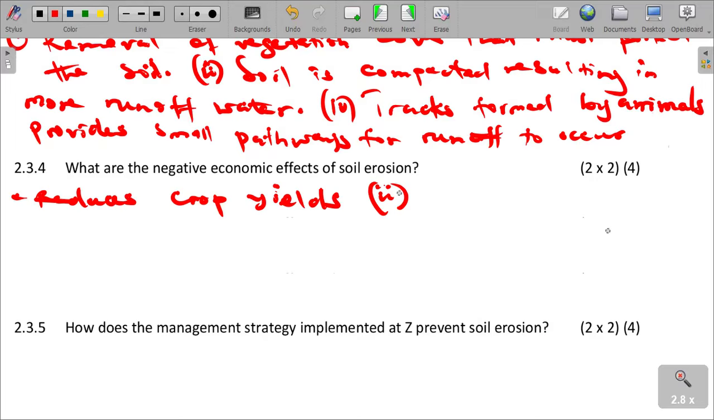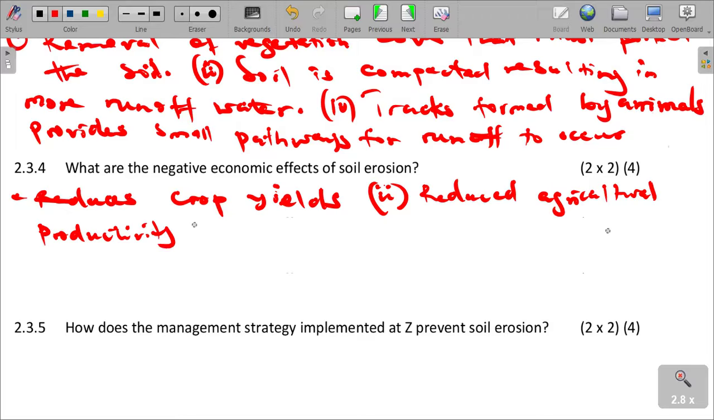It also results in reduced agricultural productivity. Agricultural productivity is reduced also. The land is becoming unproductive because of soil erosion.